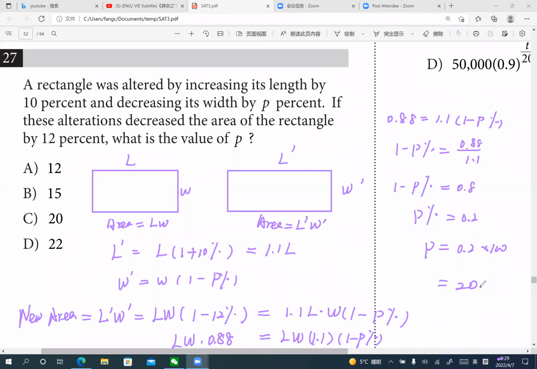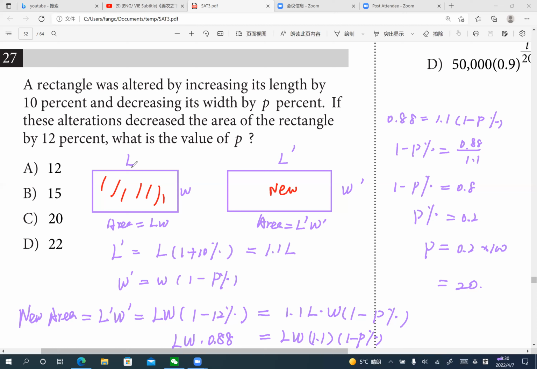Question 27. A rectangle was altered by increasing its length by 10% and decreasing its width by p%. If these alterations decrease the area of the rectangle by 12%, what is the value of p? I graphed 2 rectangles, this is the first one, this is the new one.